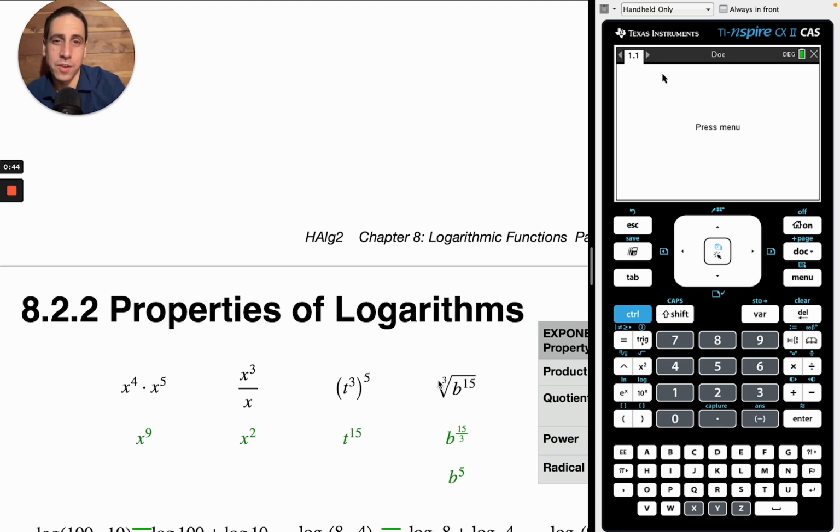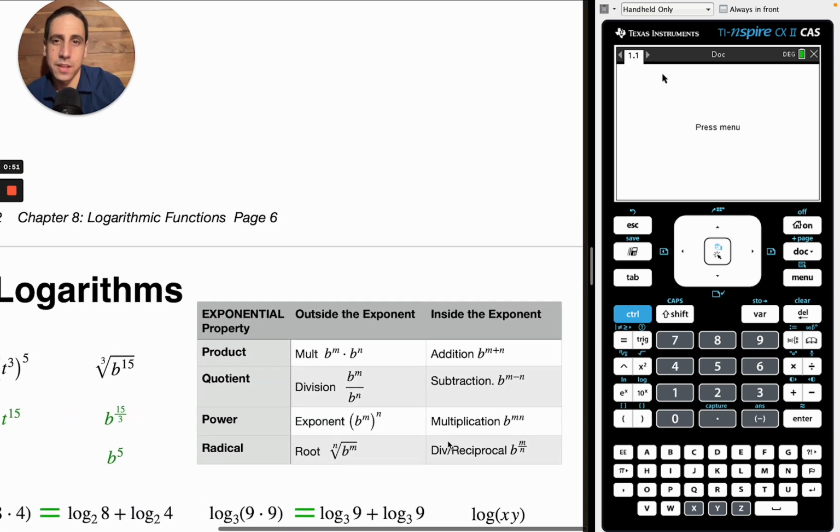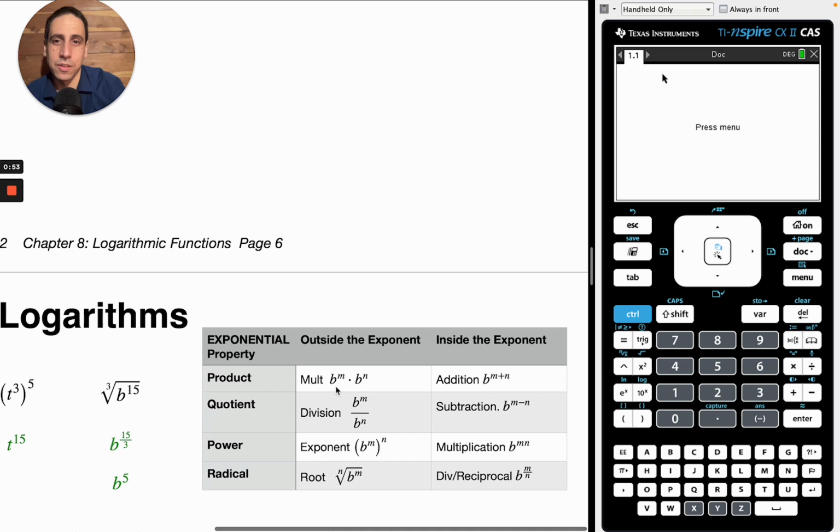Here, if you've got a radical, that turns into division. 15 divided by 3 is 5. Just as a summary, it kind of looks like this. If you're multiplying the bases on the outside of the exponent, then inside of the exponent becomes addition. Outside of the exponent, division becomes subtraction. And exponents, the power rule, b to the m to the n turns into b to the m times n, multiplication here. And radical roots turn into divisions or even reciprocals.